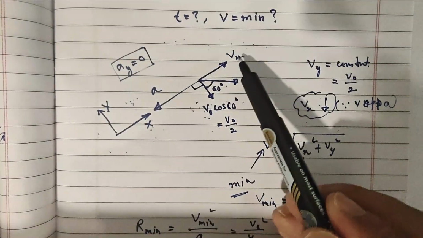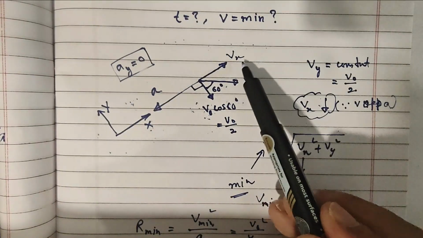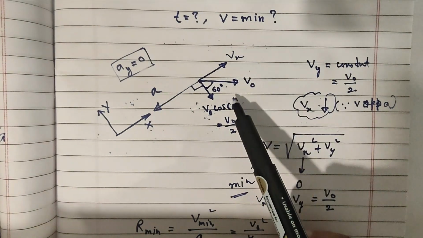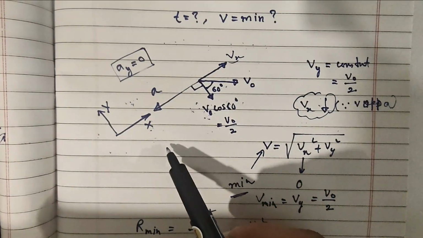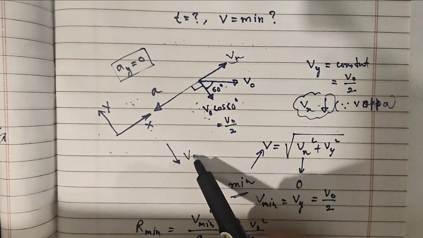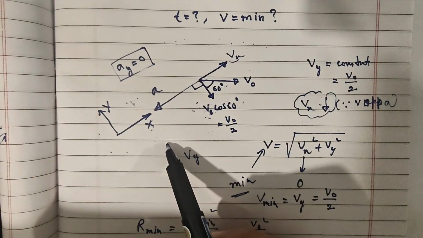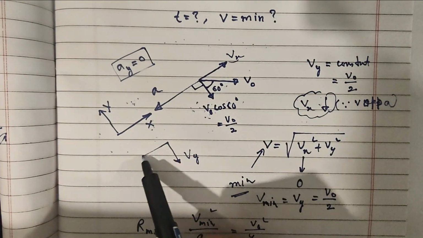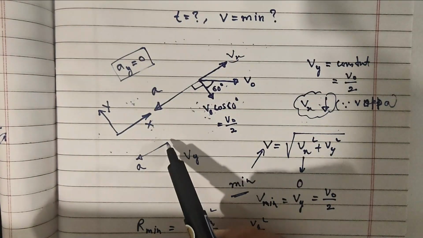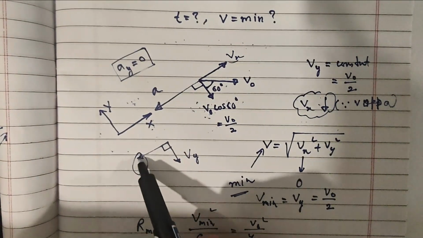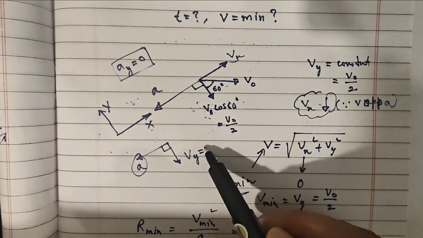Well, when Vx is 0, that time your V will be minimum. And if Vx is 0, there will be only this component of velocity. Only Vy will be there, isn't it? And for centripetal acceleration, we need that component of acceleration which is perpendicular to velocity. Here this itself is perpendicular to velocity, right?